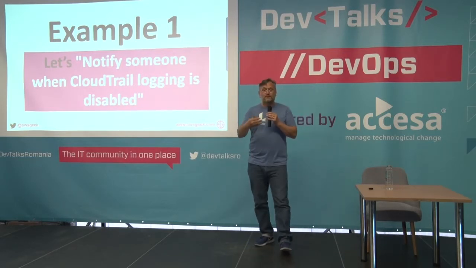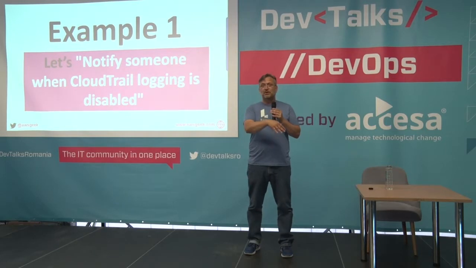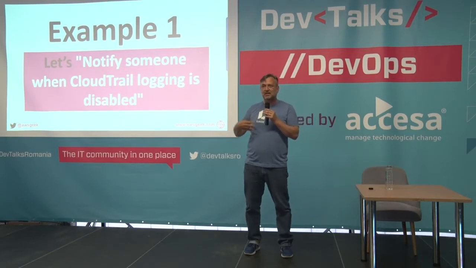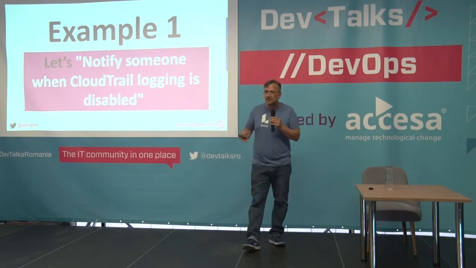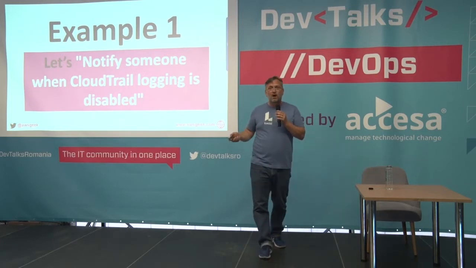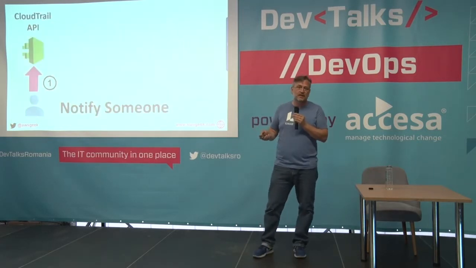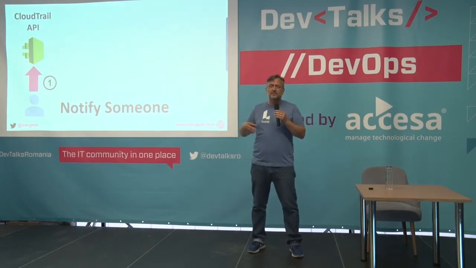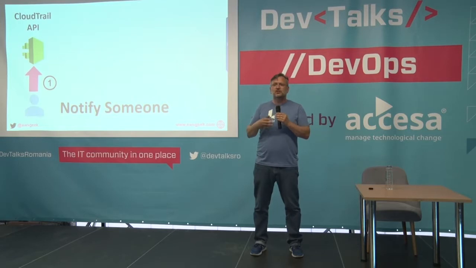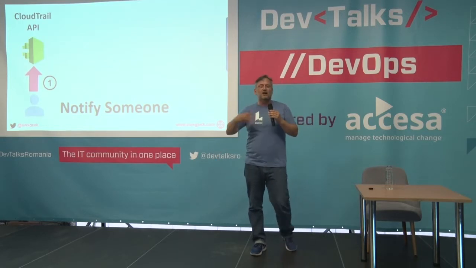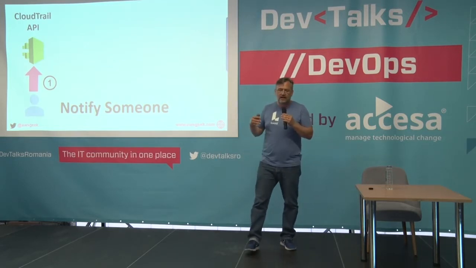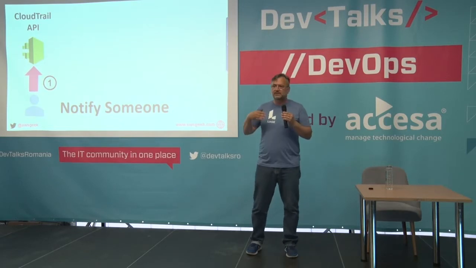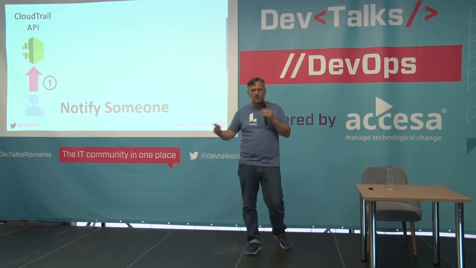So one of the first things we want to do is build a system that detects if somebody comes in and disables CloudTrail for us. And so I'm going to walk through a quick example here that demonstrates how you might do that. So say we wanted to build a system that really initially just notified somebody. It didn't take any automated action. It didn't mitigate the issue, but simply sent out an email or a notification or a Slack message.